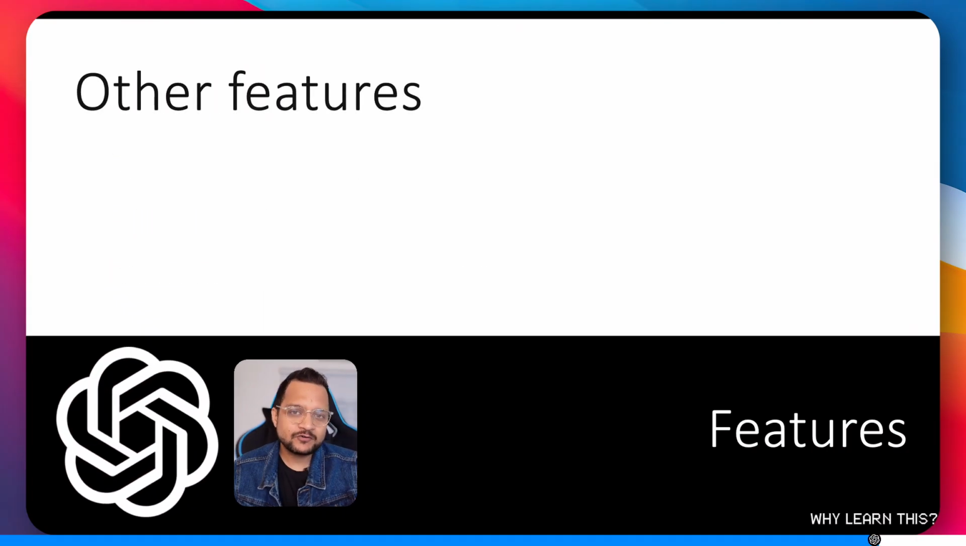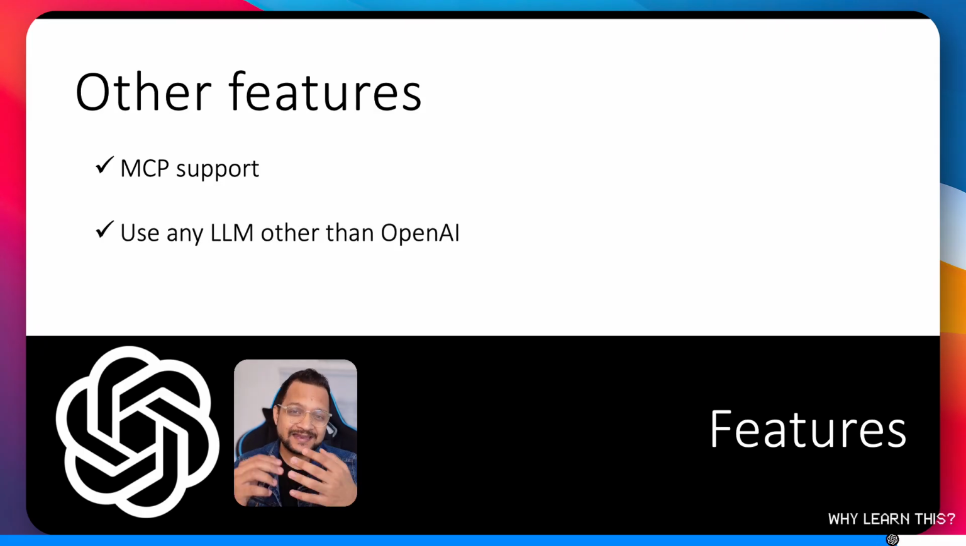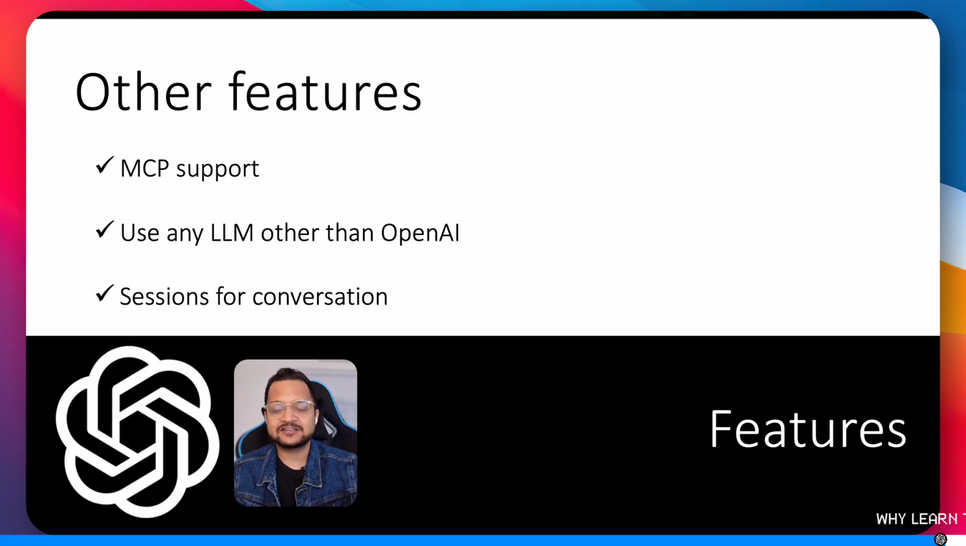Other features of the OpenAI Agents SDK are MCP support, so you can use MCP tools, and the ability to use any LLM other than OpenAI. It's not mandatory that you use the GPT models. You can use Gemini, Grok with a Q, any open source LLM, Anthropic, anything as you wish. Next, an important feature is sessions for the conversation. And it also includes many other features which are not listed here but are useful.